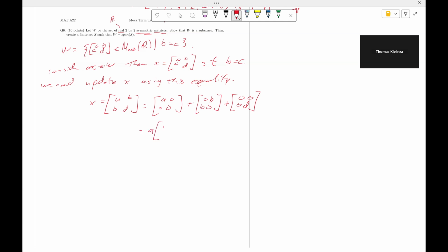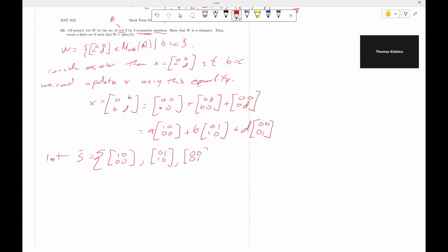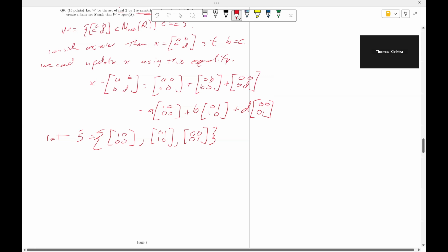So A times [1, 0; 0, 0] plus B times [0, 1; 1, 0] plus D times [0, 0; 0, 1]. And what we're going to let S equal is the set of these matrices: [1, 0; 0, 0], [0, 1; 1, 0], and [0, 0; 0, 1]. Now that we have S, we need to show that W equals the span of S.